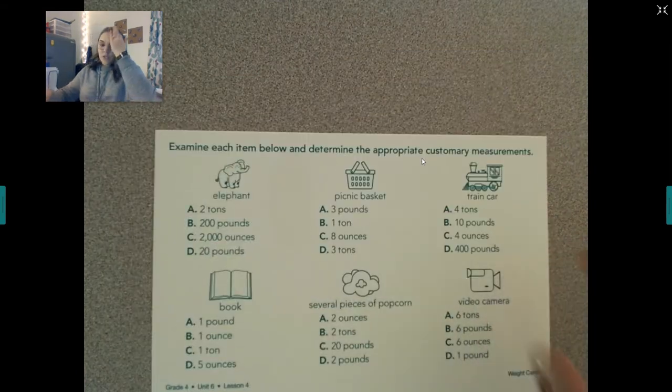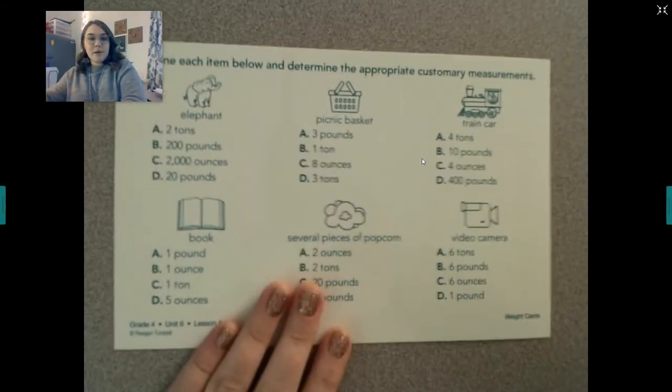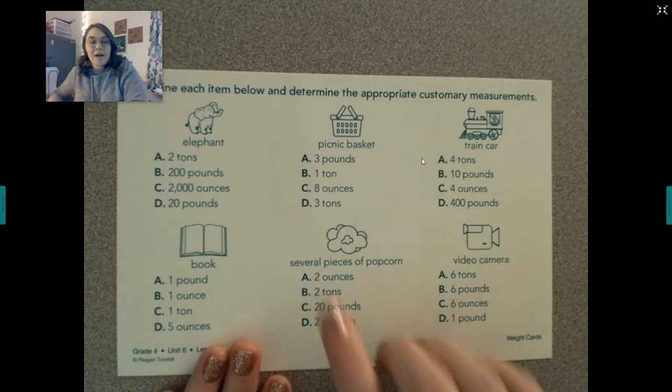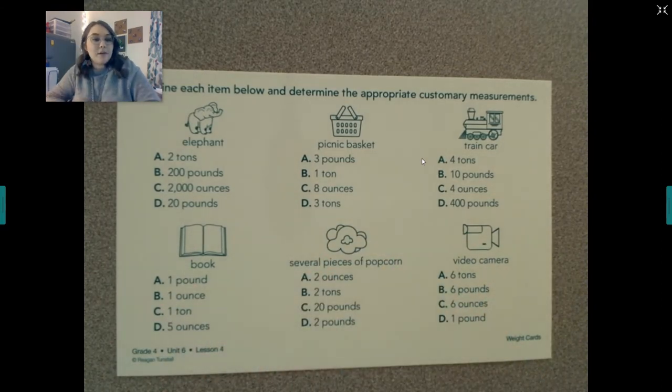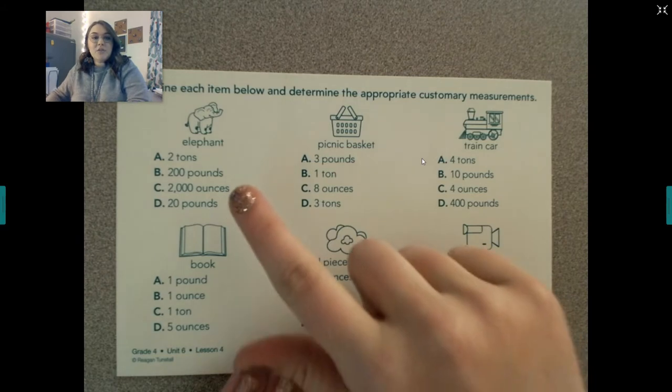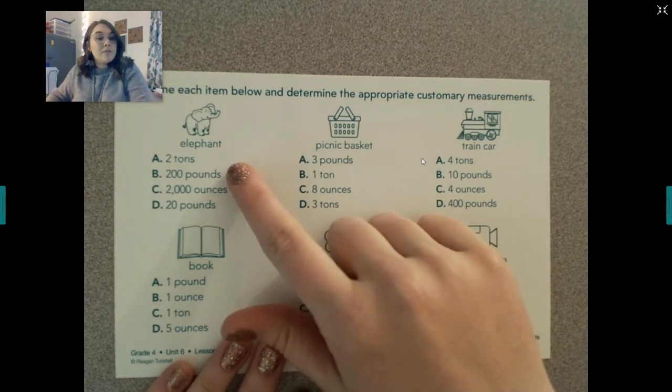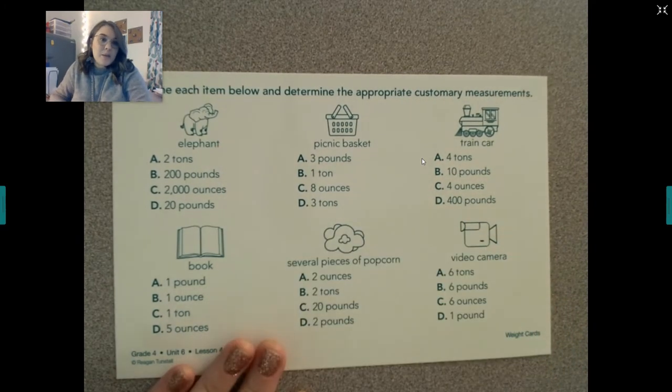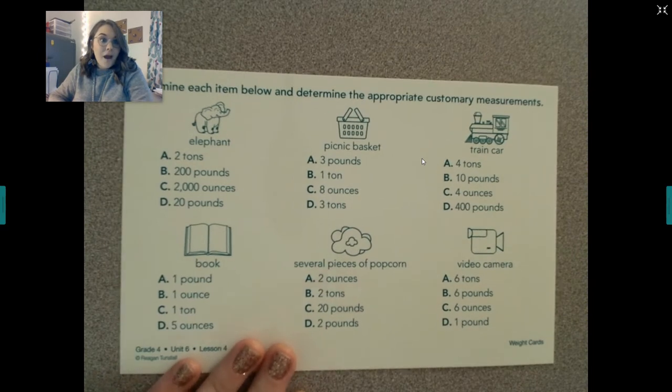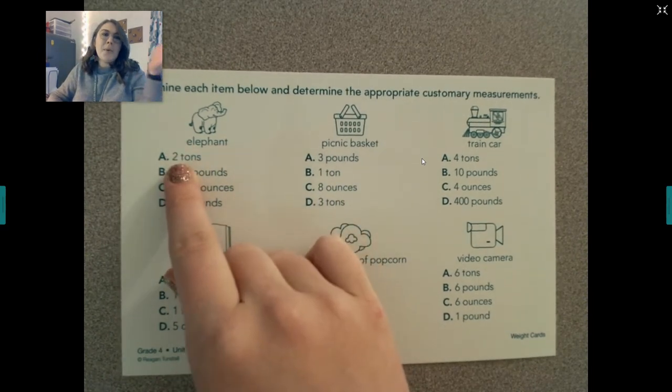I want to know, what would I use to weigh some of these items? So look at these. Remember, it's going to be tons, ounces, or pounds. An elephant. Think about it for a second. An elephant is humongous. So remember, tons is the biggest, then pounds, then ounces. Am I going to use 2 tons, 200 pounds, 2,000 ounces, or 20 pounds? I hope you said 2 tons. I mean, come on, an elephant?